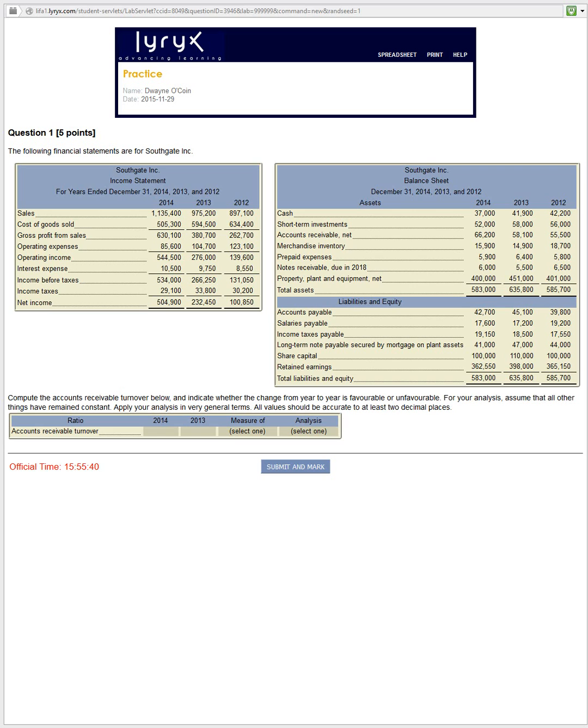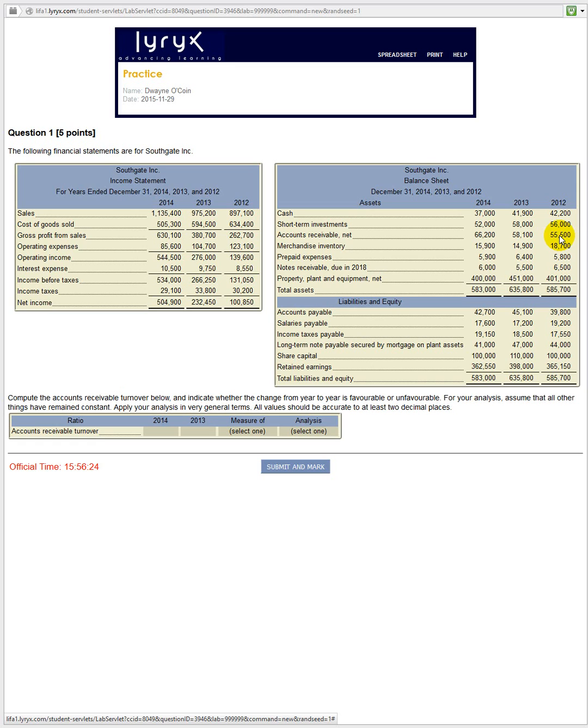So in this case, we've got accounts receivable 66,200 for 2014 and 58,100 for 2013, and 55,500 for 2012. Now, when we have enough information, we usually calculate the average. If we've got a ratio which compares an income statement item to a balance sheet item, usually for the balance sheet item we take the average between the opening and the closing, because then it represents the same period in which we've earned the sales in this case, or which we've experienced the income statement item.